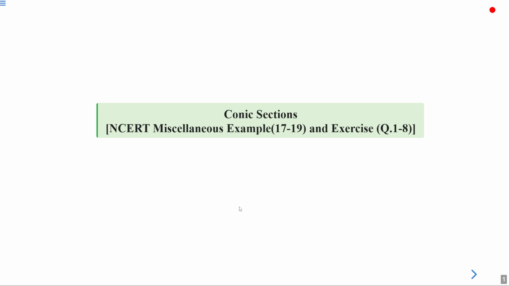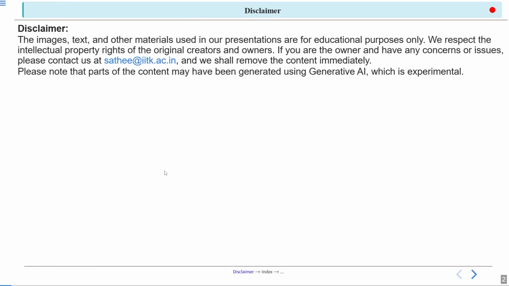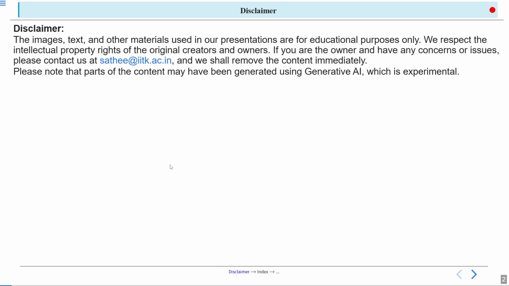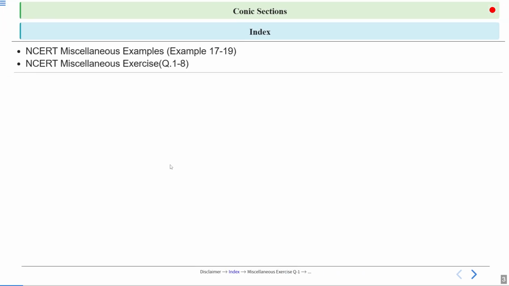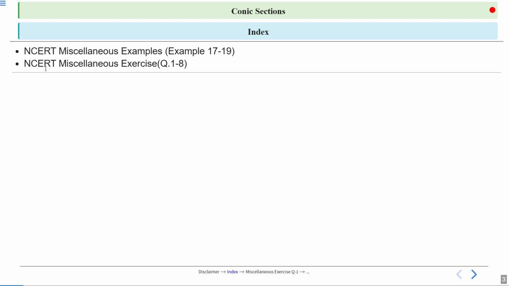In this lecture, we will discuss NCERT miscellaneous examples 17 to 19 and exercise question number 1 to 8. So first we will cover NCERT miscellaneous exercise example 17 to 19. Then we will cover NCERT miscellaneous exercise question number 1 to 8. So make sure you are with your notebooks and pens ready. So let's get started.